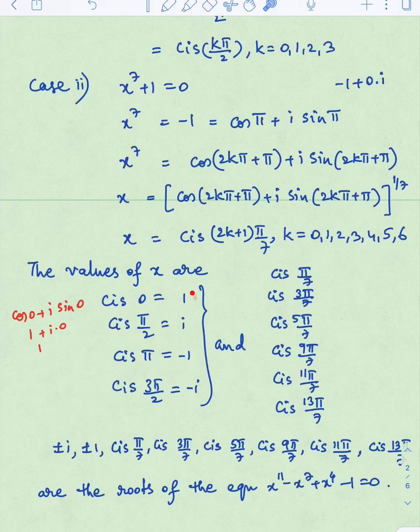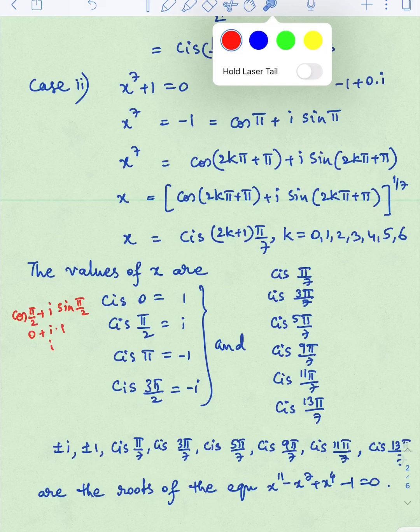So this one was taken like that here. When you come to cis pi by 2, what to do? Pi by 2 is written here. Then what happened? Let us see. Cos pi by 2 plus i sin pi by 2. Cos pi by 2 is 0. Sin pi by 2 is 1. So 0 plus i into 1 is i. Like that you get this number i here.